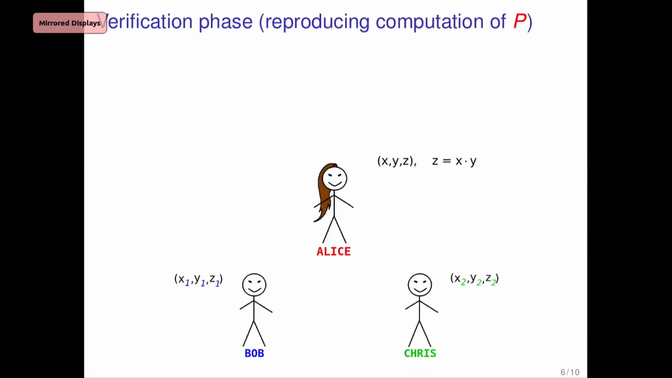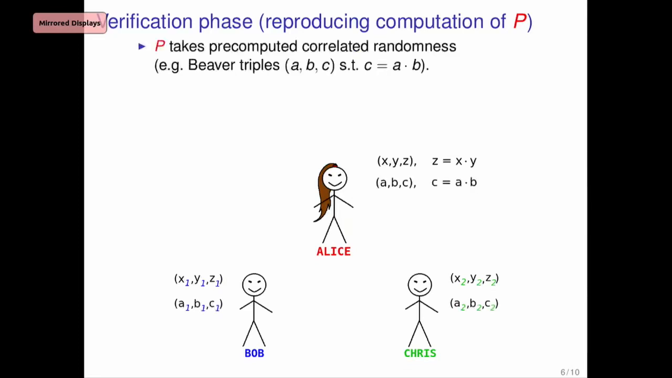And how it happens, Alice takes some correlated randomness that will help her. For example, in this case, it takes Beaver triples, or multiplication triples: the random numbers A and B, and a product C of these two random numbers. And we assume that this correlated randomness is also secret shared among the verifiers, Bob and Chris.